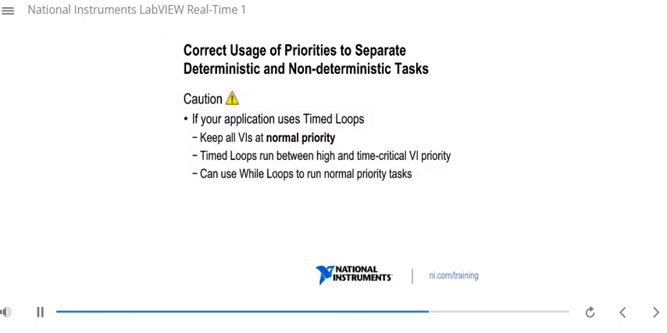So in this slide, we just want to further caution you that if your application is using time loops for priority, then make sure that you keep all VIs at normal priority. We definitely recommend you do this to prevent any undesired behavior. So remember, time loops are going to run between high and time critical VI priority. If you have all your VIs at normal priority, then we know that your time loop is going to execute at a priority above everything else. Then after that, you can use while loops to run normal priority tasks, things that don't need to happen deterministically.